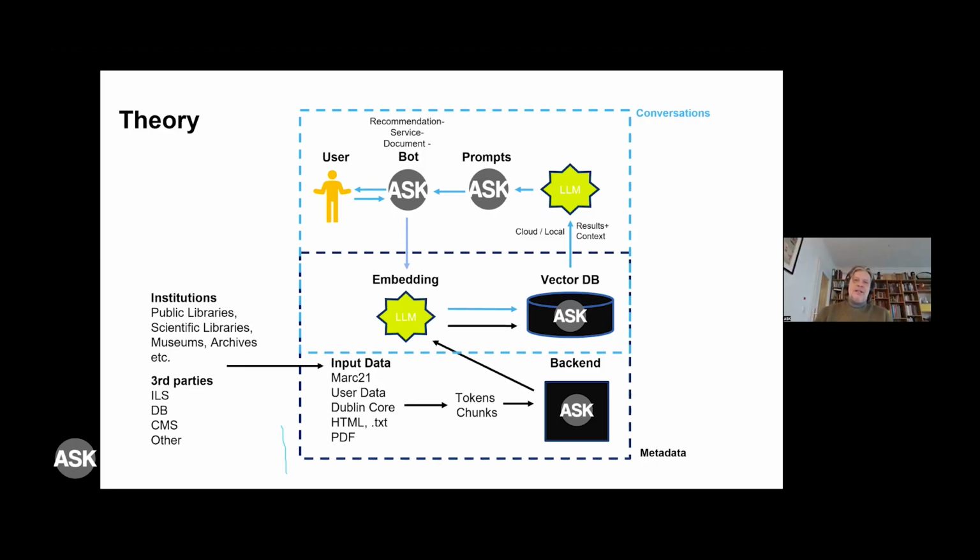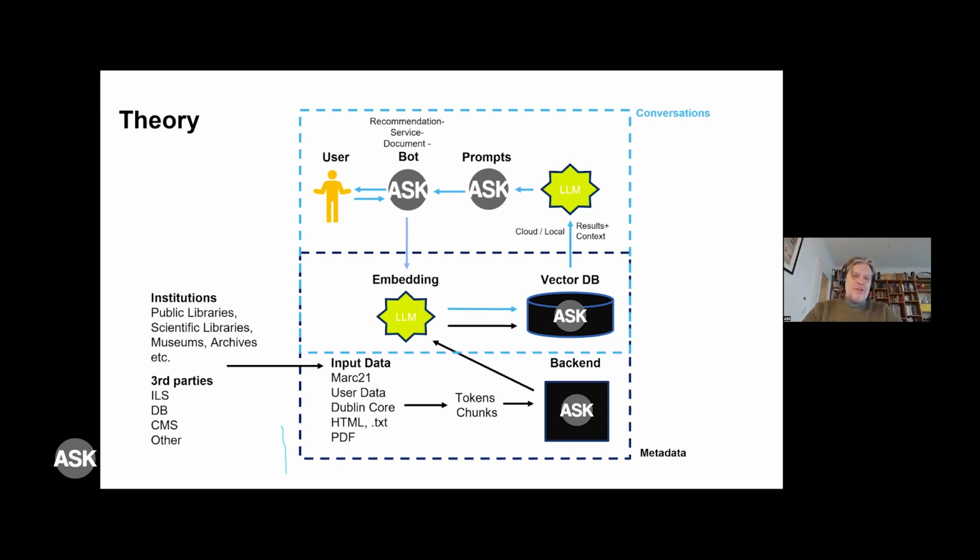And this embedding is then stored in a vector database, which is also operated by us, and also important when you discuss data protection. And then it's there. So you have the metadata in. So this black box at the bottom is finished. So now we move to the upper box, conversations.